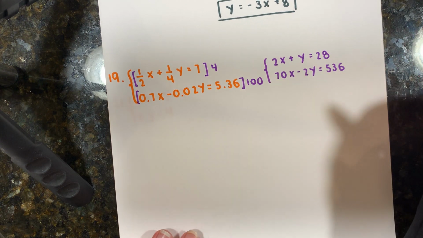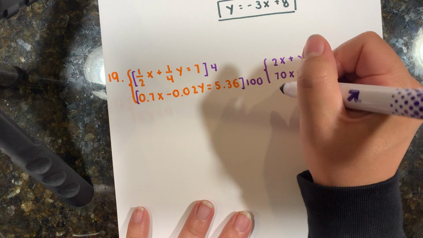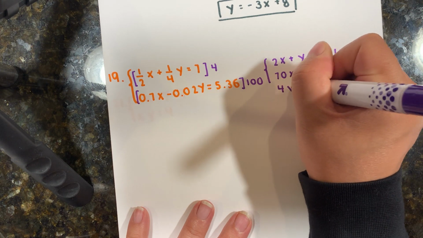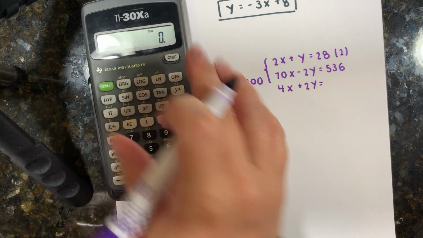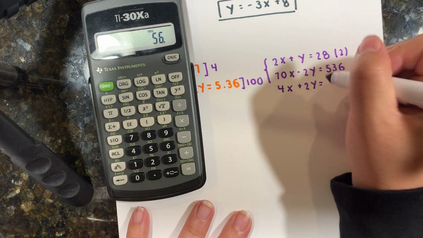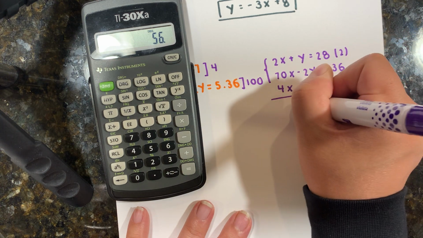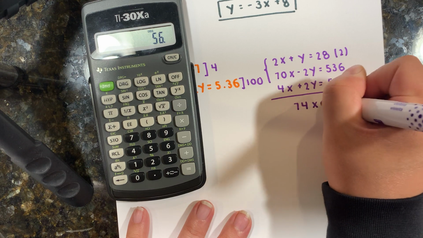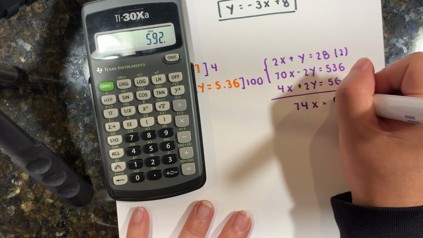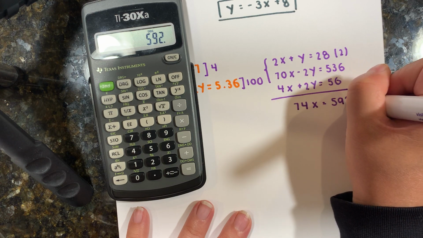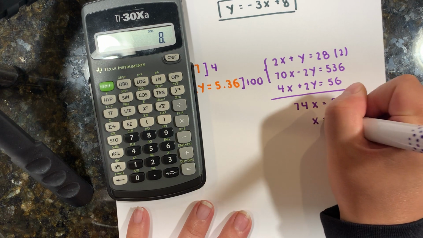You can do substitution or elimination. I'm going to do elimination by multiplying this by 2. That would give me 4x plus 2y equals 56. When I add those two equations together, I'm going to get 74x is equal to 56 plus 536, and that gives me 592. And then divide by 74, so x is equal to 8.